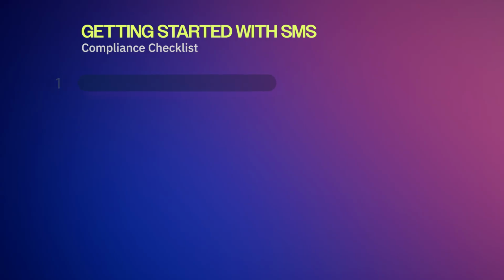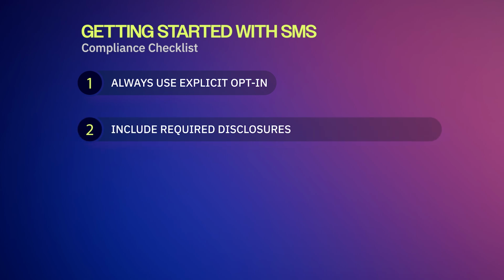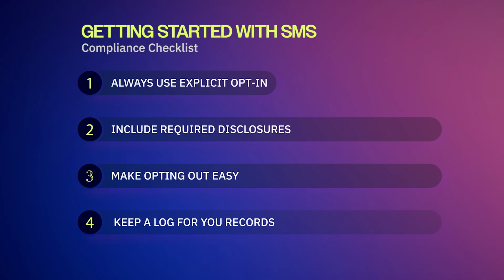Always use explicit opt-in. Never pre-check opt-in boxes. Make SMS opt-in separate from email opt-in. Include all required disclosures like business name, message frequency, fee disclosure, and opt-out instructions. Make opt-out easy. Always honor stop requests immediately. ActiveCampaign automatically adds the stop clause to your messages if you don't include it. Keep records. Document when and how each contact opted in. Save copies of your forms and consent language.